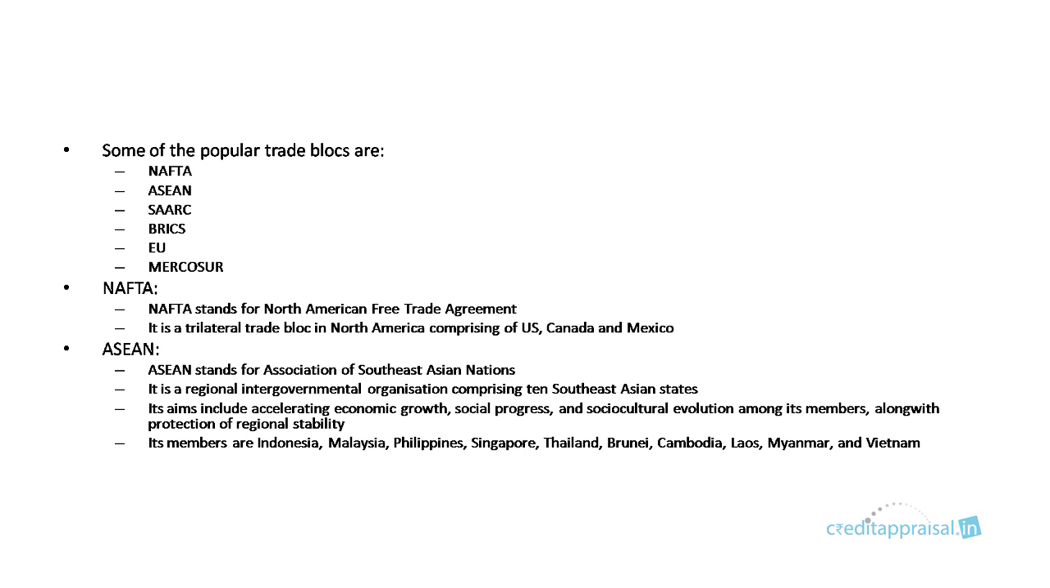There is NAFTA, ASEAN, SAARC, of which India is a member, BRICS, EU, Mercosur. Let us see each one of these very briefly. NAFTA stands for North American Free Trade Agreement. This is a trilateral trade bloc, where 3 countries are involved: US, Canada, and Mexico. These 3 countries are very tightly integrated economically, with free movement of goods between them. And this is the NAFTA agreement.